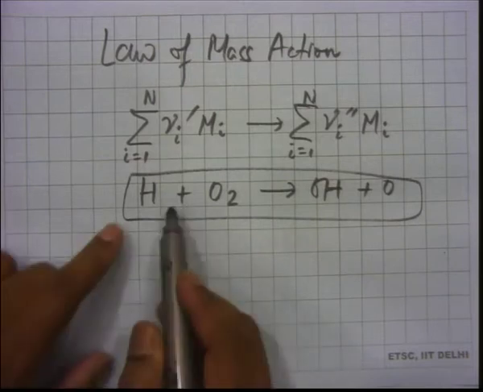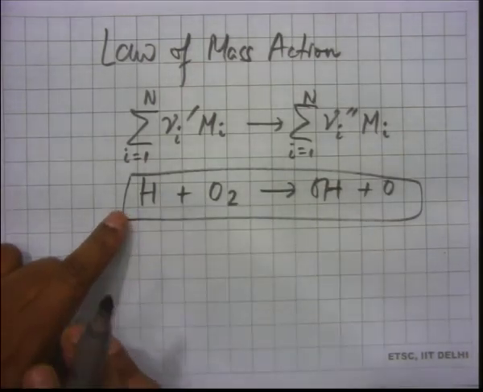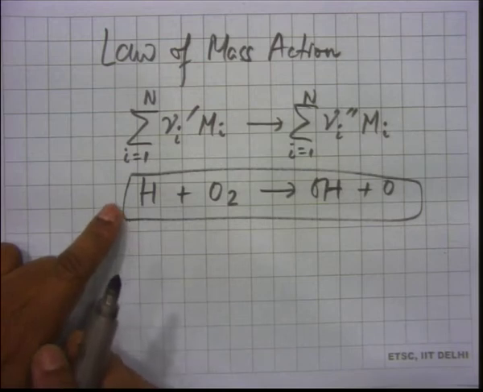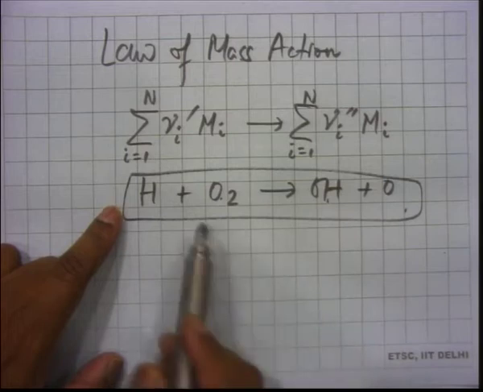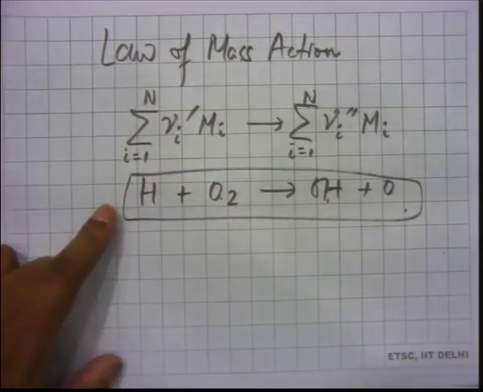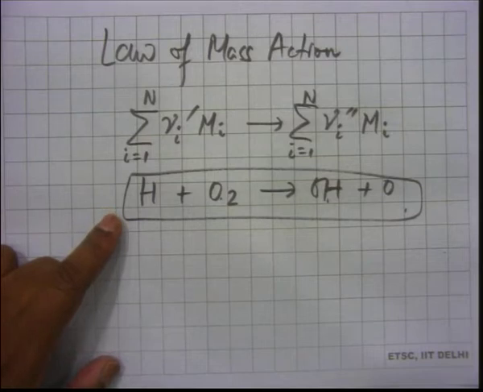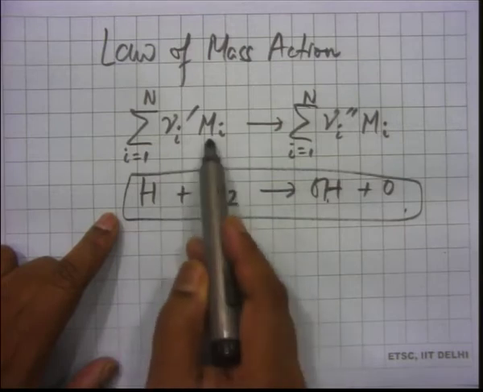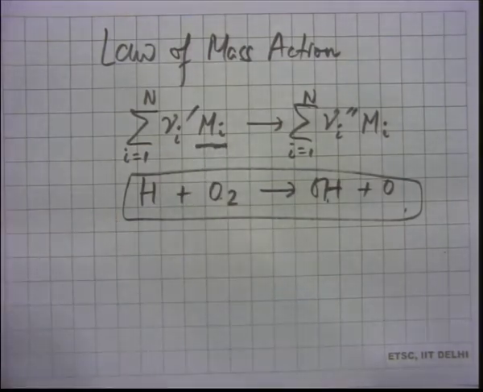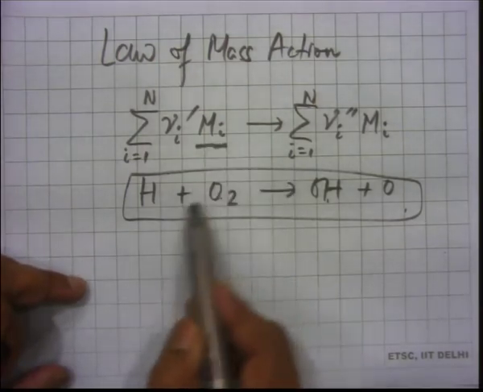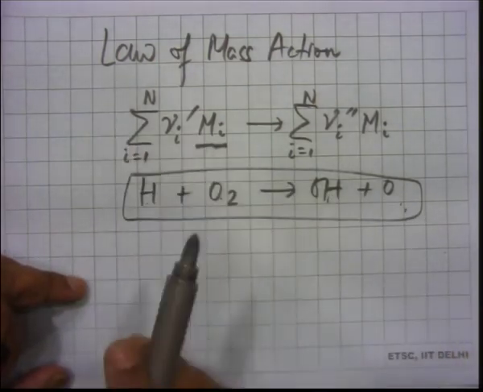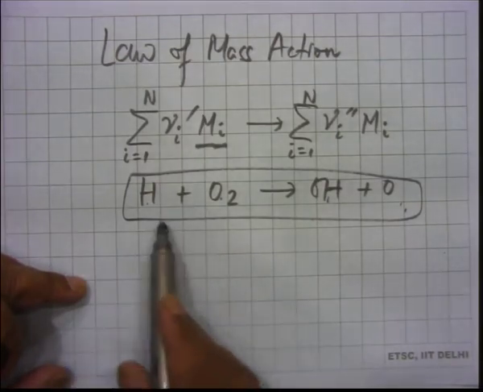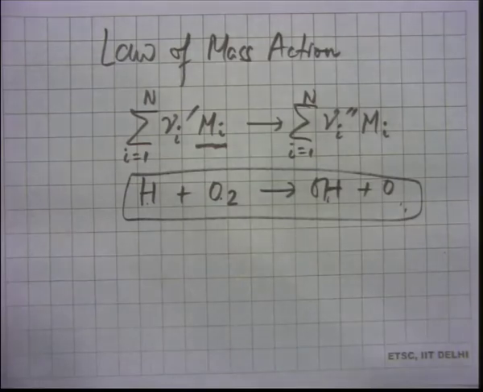Now, we will say that this reaction has 4 species, 2 on the reactant side and 2 on the product side. So, H, O2, OH and O. So, this number n will be 4. This index will go from 1 to 4, and mi are the species. Now, what are the species? Species are again 4, even though you are writing the reactant side, the species will still be 4, because you will write H, O2, OH and O all on the left hand side, and you will again write H, O2, OH and O all on the right hand side.